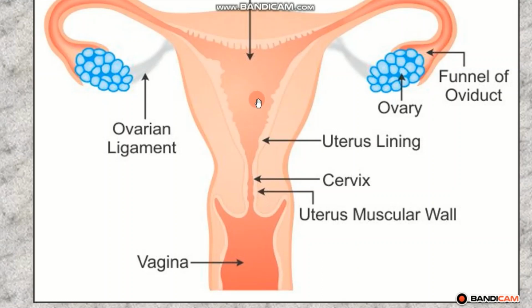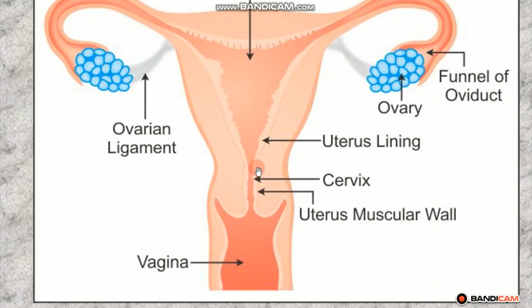This is the uterus. Now let's talk about the cervix and vagina. This is the cervical canal, this is the cervix, and the outer part is known as the vagina. The cervix connects the uterus to the vagina. This passage is the pathway connecting the vagina and the uterus.